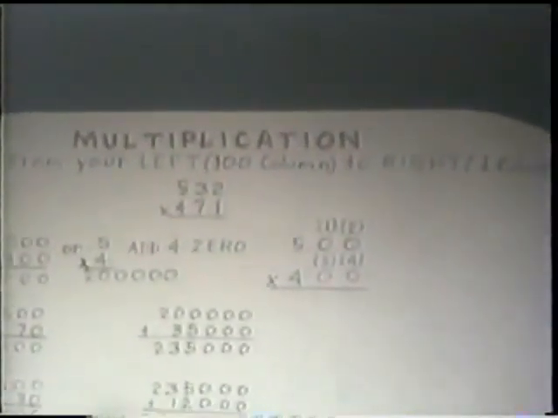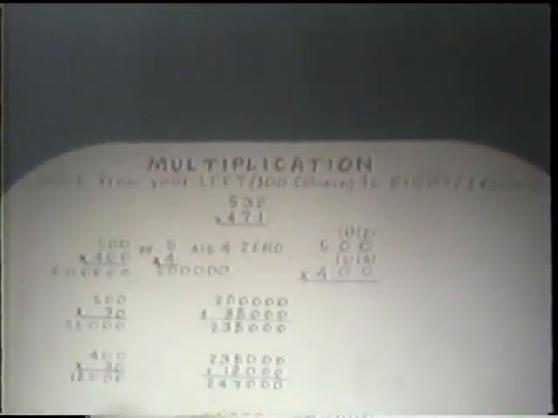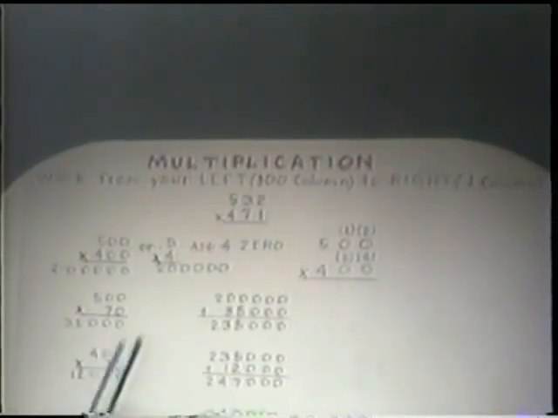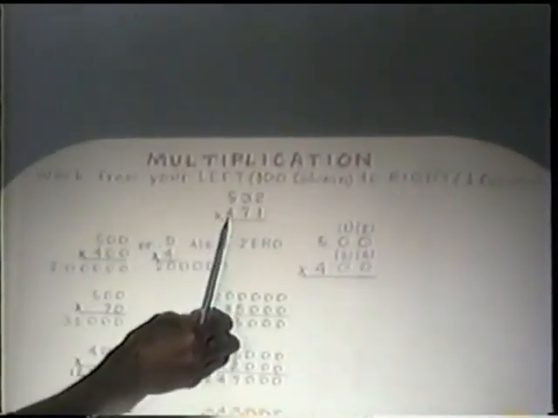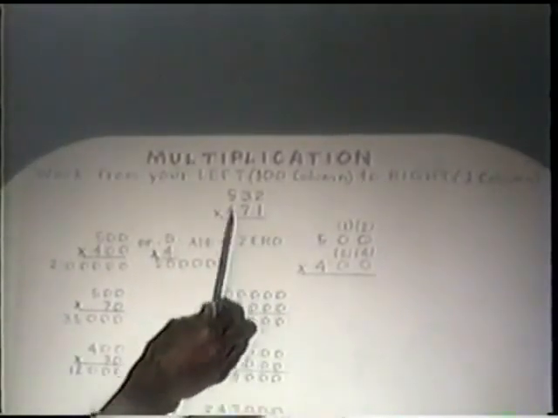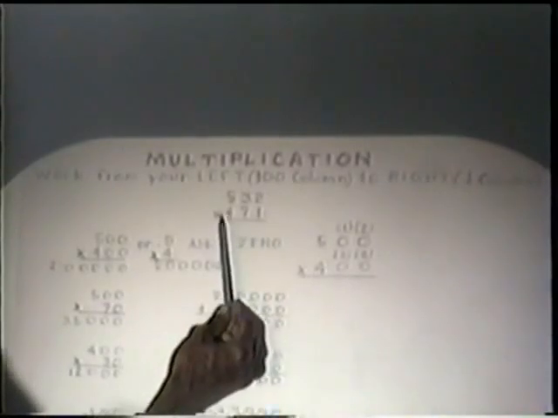Let's do multiplication not from the right to the left, but from the left to the right. I know you're used to doing it the other way, but we're going to do it this way so you can get it. We're going to multiply 471 times 532. But we're not going to go from the right to the left. We're going to go from the left to the right.